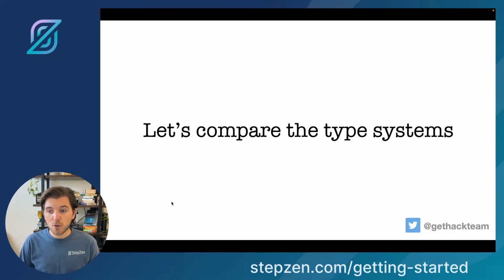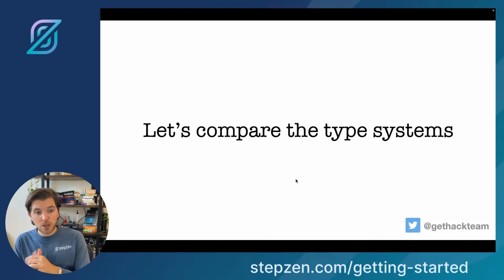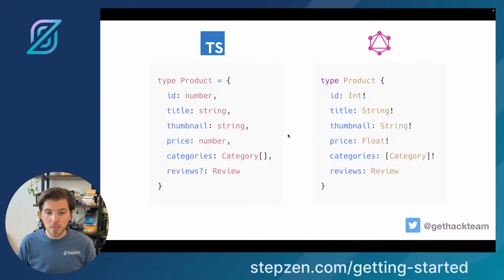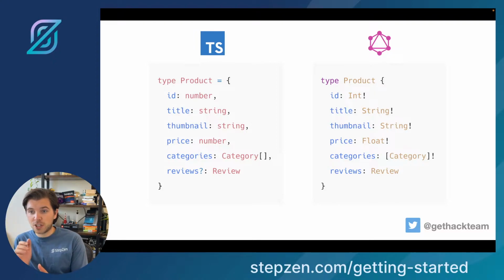But first, let's compare the two type systems. Both GraphQL and TypeScript rely on a type system, so we want to compare them. If you look on the left side, you can see a TypeScript type system. We have a type called product, and this type has an ID, a title, a thumbnail, and a price. It has some relational types like category and review.